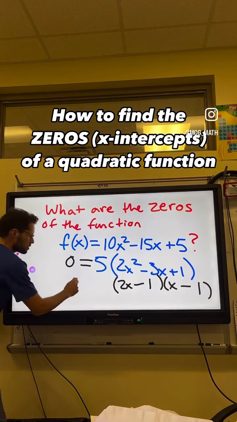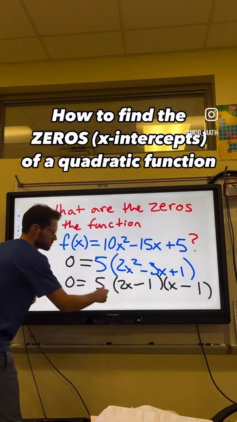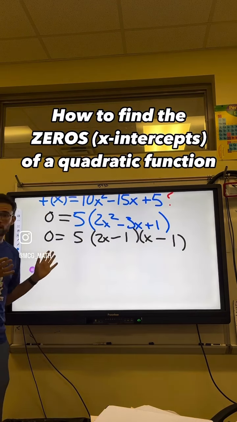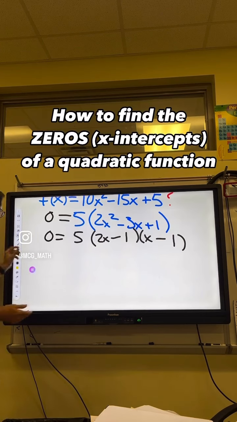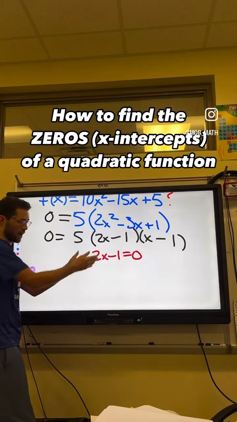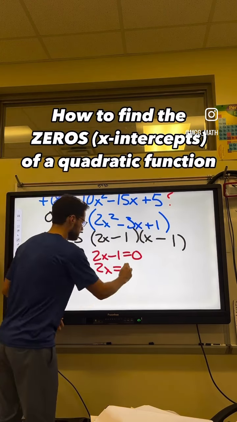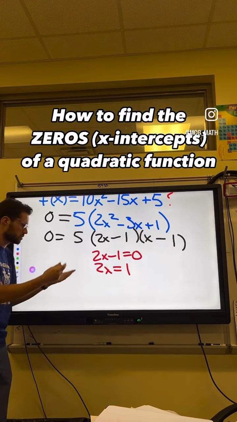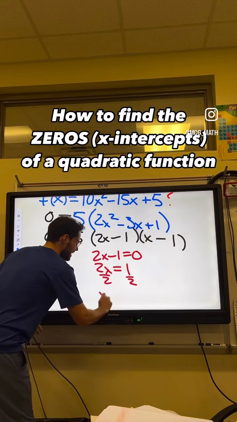So this is all equal to 0. 0 equals 5 times these two factors. If we're multiplying three things and their product is 0, one of those factors is equal to 0. 5 is never equal to 0, so you don't have to worry about that. But 2x minus 1 could equal 0. Just solve for x. So add 1 to both sides. 2x equals 1. And then we want to solve for x, not 2x, so divide both sides by 2. And you get that x equals 1/2.